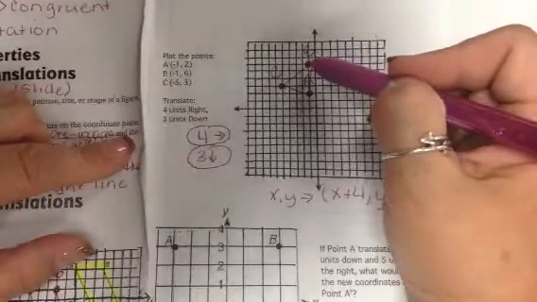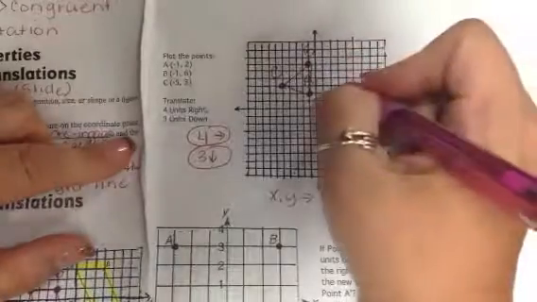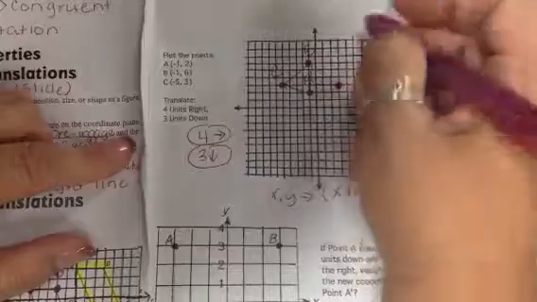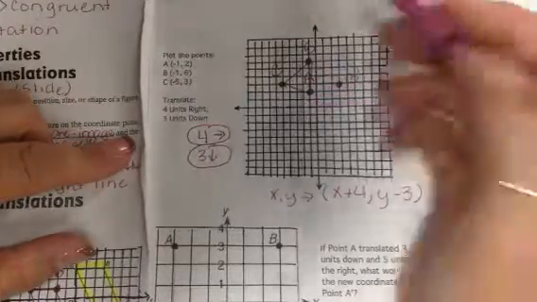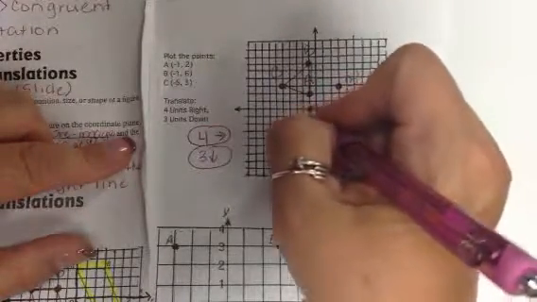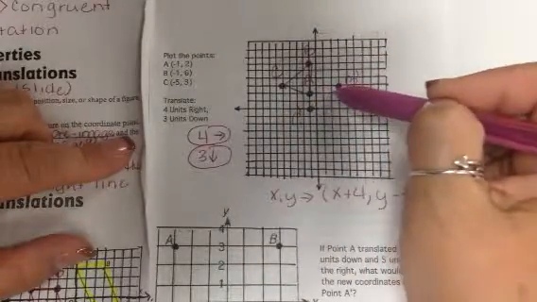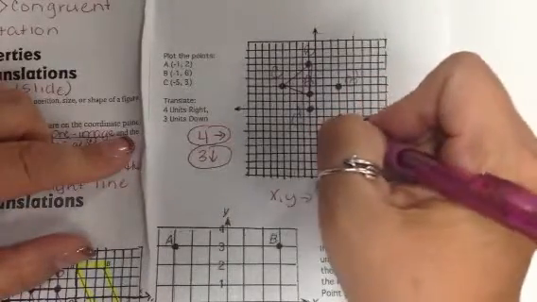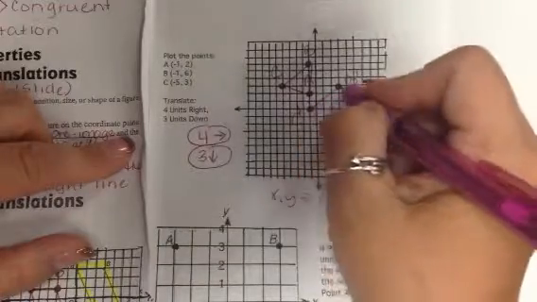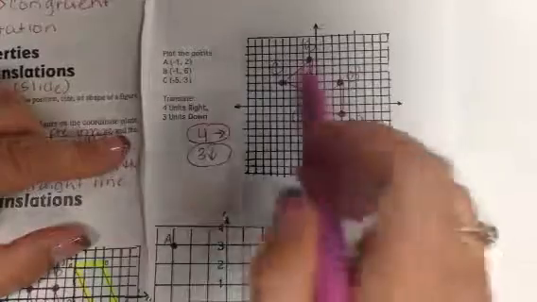All right, let's start with B. We're going to go over 4. 1, 2, 3, 4, down 3. 1, 2, 3. We're going to put a point here, and we're going to call it B prime. Then we're going to take C and go 1, 2, 3, 4, 1, 2, 3. We're going to put a point here, C prime. Then A is going to go 1, 2, 3, 4, 1, 2, 3. Put a point here, and that's A prime. Then we just connect the dots again. That's all there is to it. We just translated this figure into the new figure.